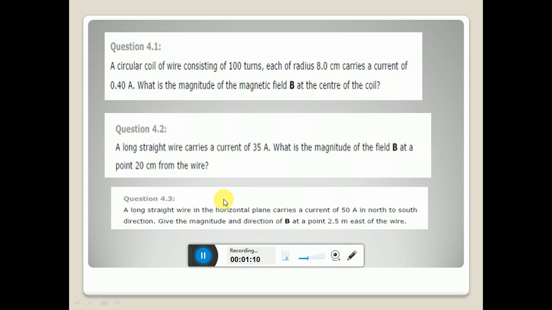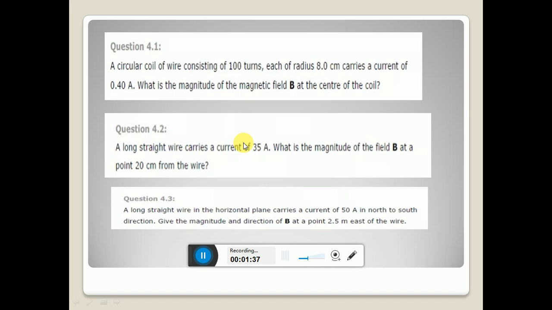The first one: a circular coil of wire consisting of 100 turns, each of radius 8 centimeters, carries a current of 0.4 amperes. What is the magnitude of the magnetic field at the center of the coil? So here the question is related to the magnitude of the magnetic field at the center of the coil. Use that equation and try it before seeing the solution for this question.